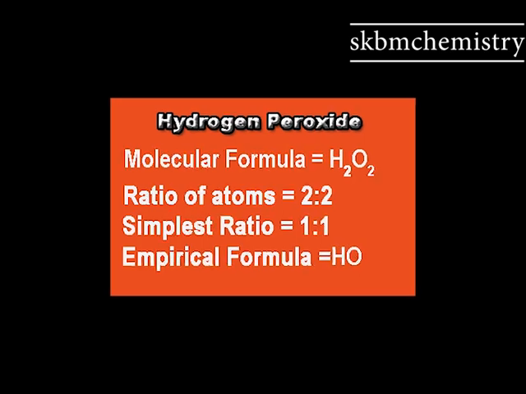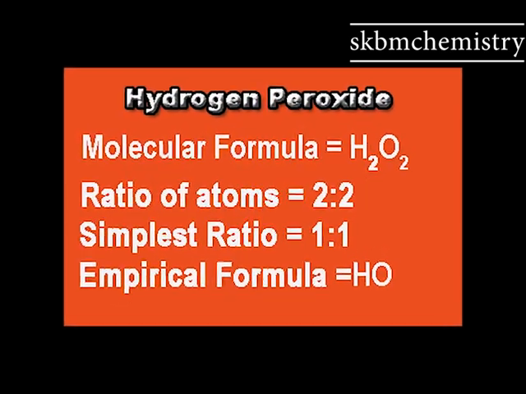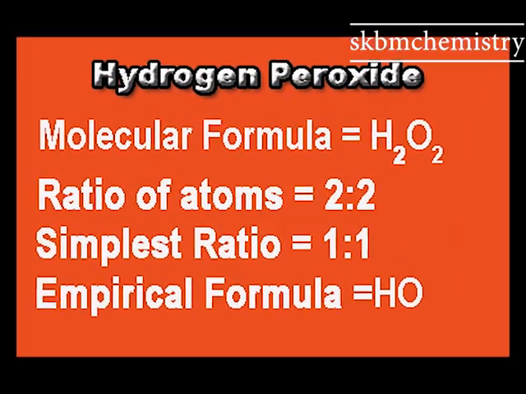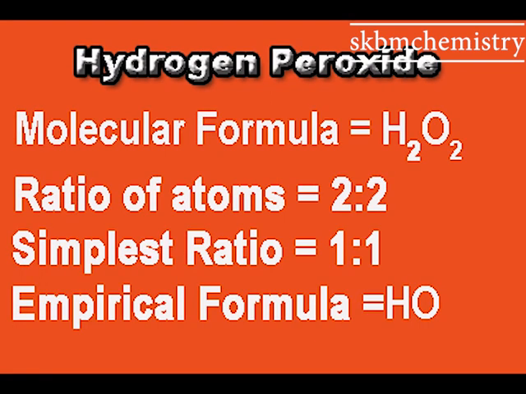We know that the molecular formula of hydrogen peroxide is H2O2. So in it there are 2 hydrogen atoms and 2 oxygen atoms. So their simplest whole number ratio is 1:1. That is why the empirical formula of hydrogen peroxide becomes HO.